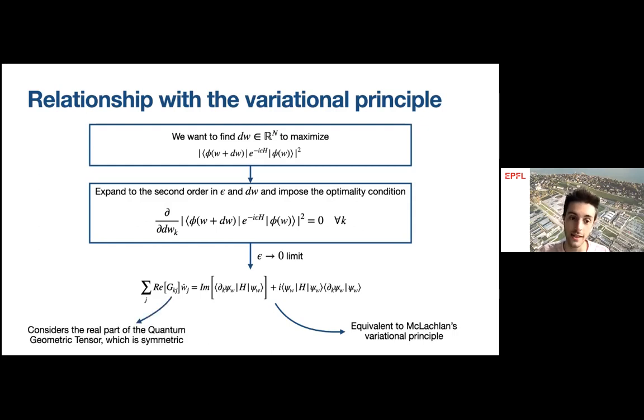And as you can see here, we have the real part of the quantum geometric tensor, not the imaginary part. And the real part is symmetric, so it's more stable to invert. If we wanted to use the same method as before, it would be nicer to have this equation, not the one before, because it's simpler to invert.